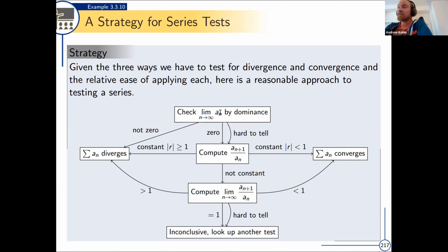So if the terms of the coefficient sequence go to 0, we have to move on. But if they don't go to 0, we're done. The series diverges. That's the divergence test. Once we've dispensed with that, if they're not 0, here we are.